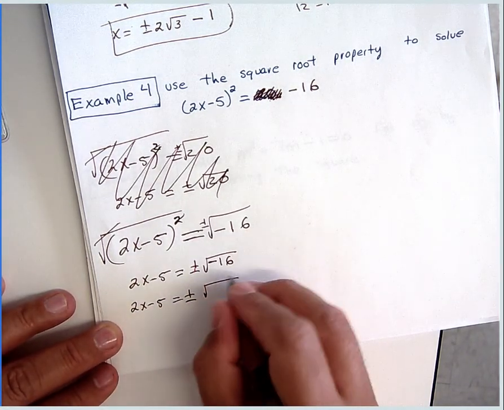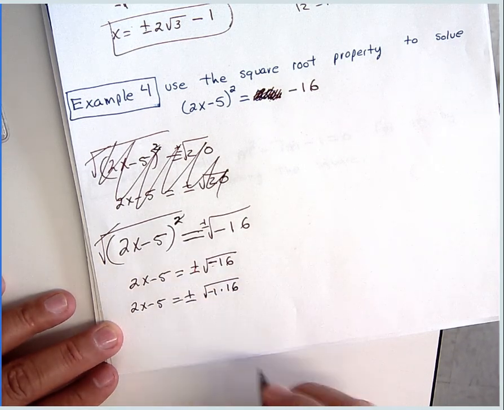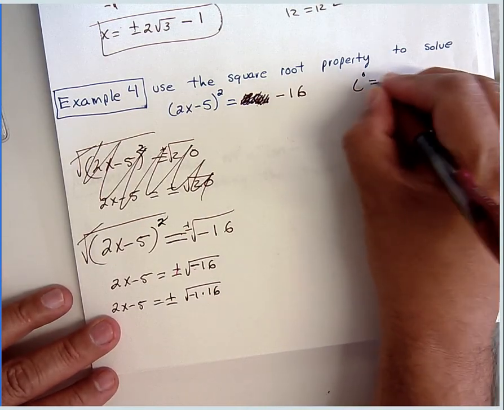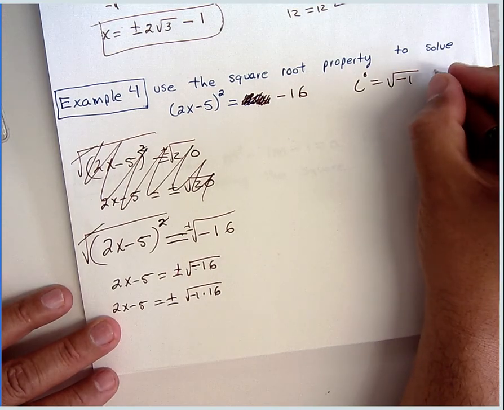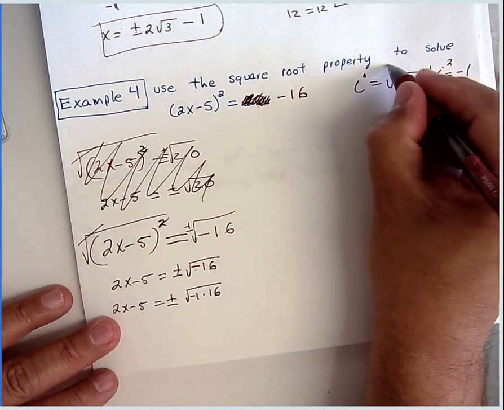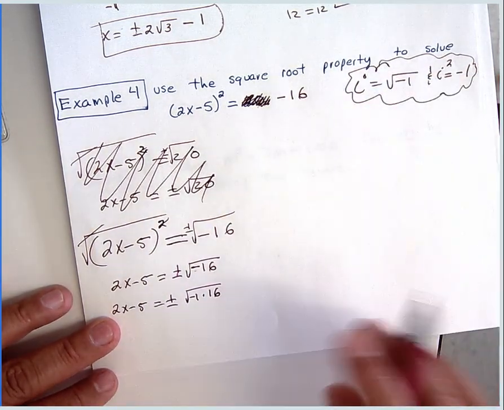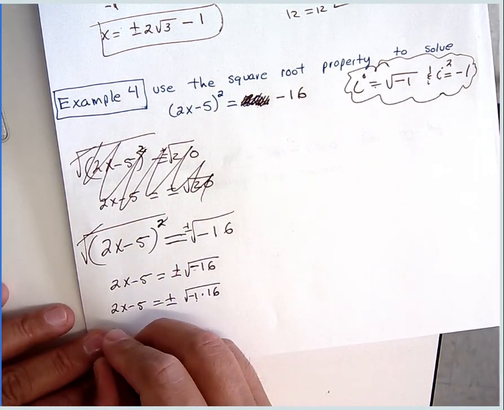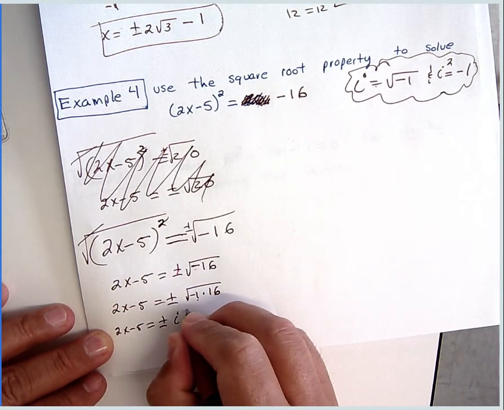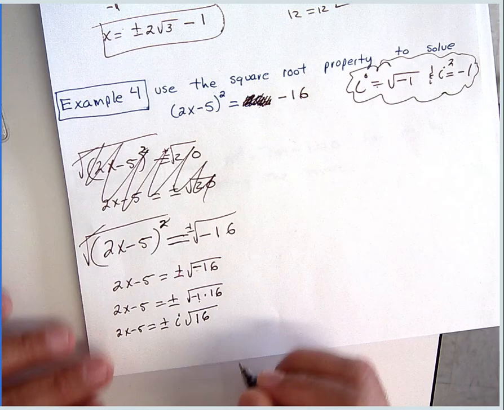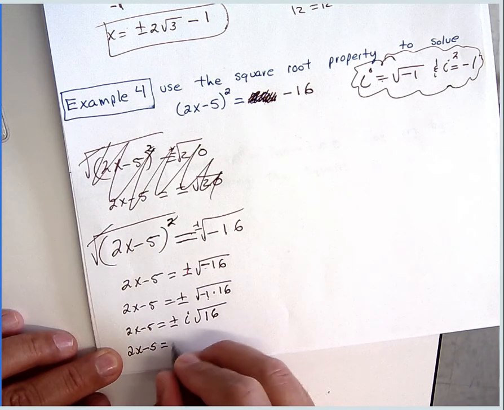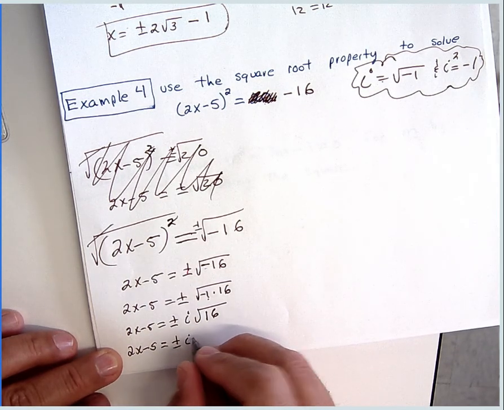So plus minus, so remember this becomes -1 times 16. So the square root of -1, let me put the note here, i is equal to the square root of -1. And i squared is equal to -1. In case we need it. Well, we're going to need this one. So this becomes 2x minus 5 plus minus i square root of 16. So this becomes 2x minus 5 plus minus i times square root of 16 would be 4.